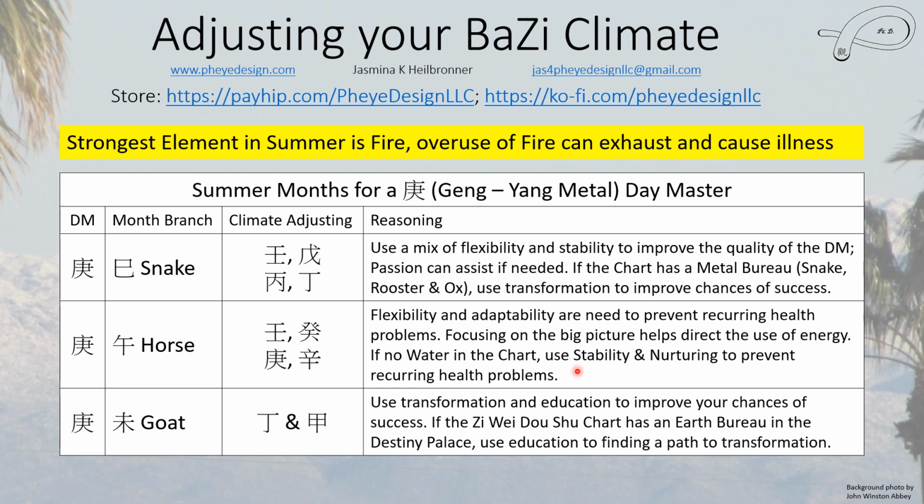And this is something that, maybe when you're young, makes no difference, but as you get older, you may see the problem. If you're young and healthy, you don't have to worry too much about this. But focusing on the big picture still will help you. For the Gung Day Master born in the month of the goat, you're going to use transformation and education to improve your chances of success.